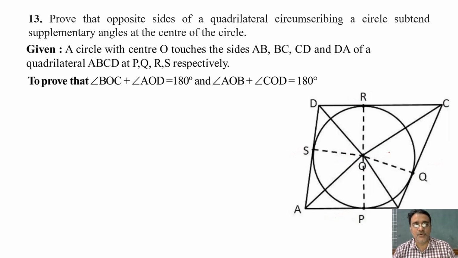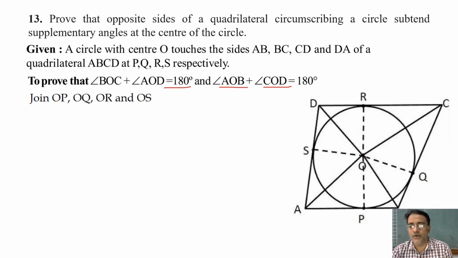Okay, so to prove that the sum of angle BOC plus AOD is equal to 180 degree, angle AOB plus angle COD is equal to 180 degree. So we'll start with joining OP, OQ, OR, OS. Already मैं join करके रखा हूँ, ठीक है, फिगर में. So let this angle be 1. This angle is 2, 3, 4, 5, 6, 7, 8. So all 8 angles I marked from 1 to 8.